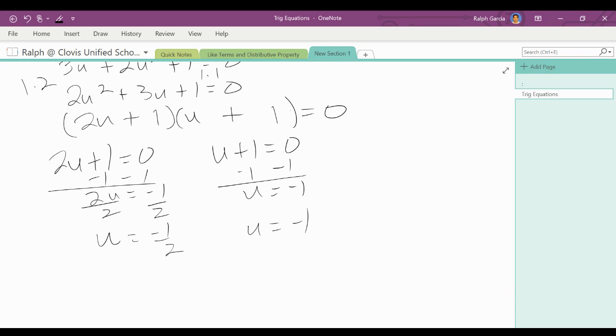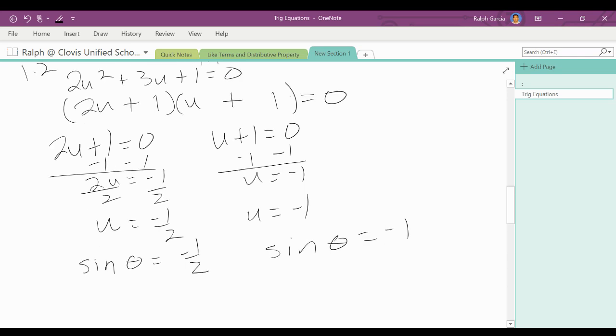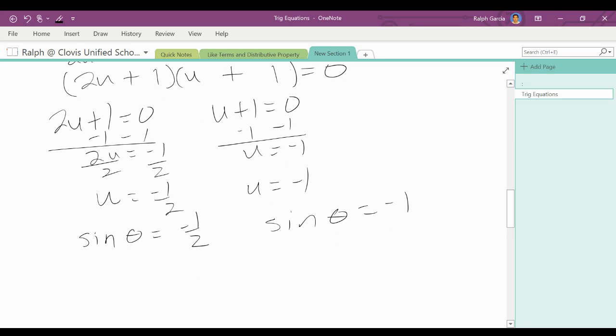I'm going to resubstitute back in. So I'm going to say sine theta equals negative 1/2 and sine theta equals negative 1. Okay, and I'll put my answers in. So this is 3 pi over 2. And then where is sine negative 1/2? That's in quadrants 3 and 4. So that's 7 pi over 6 and 11 pi over 6.